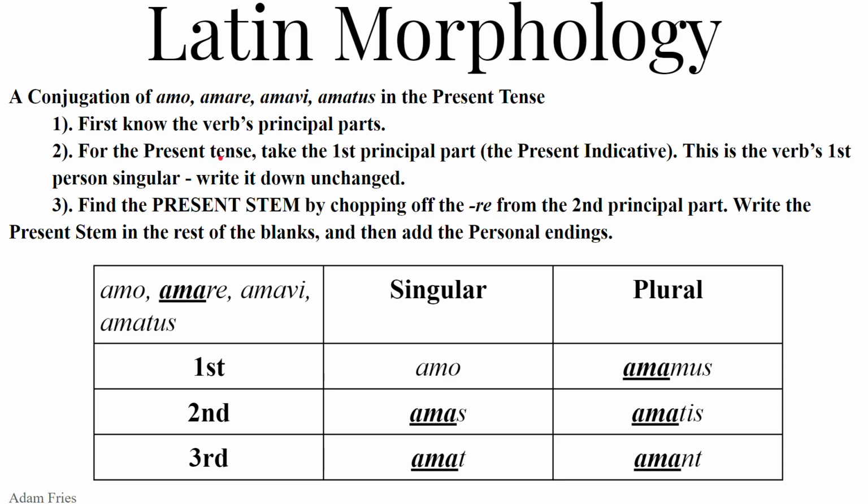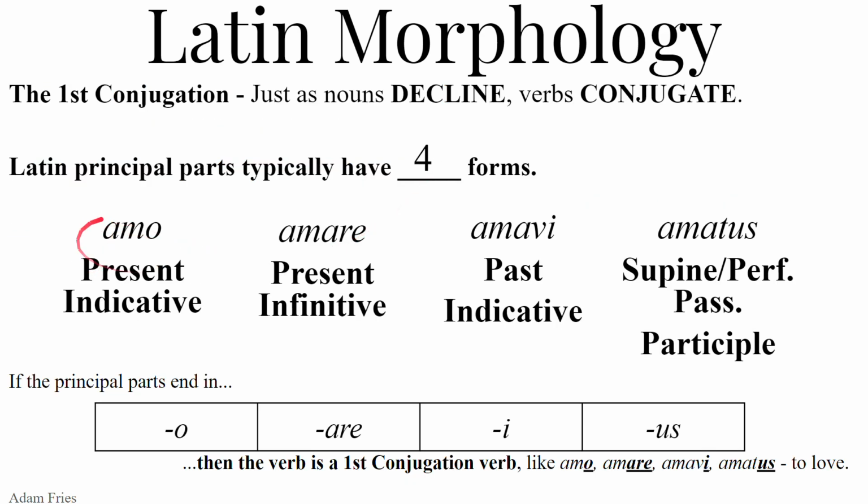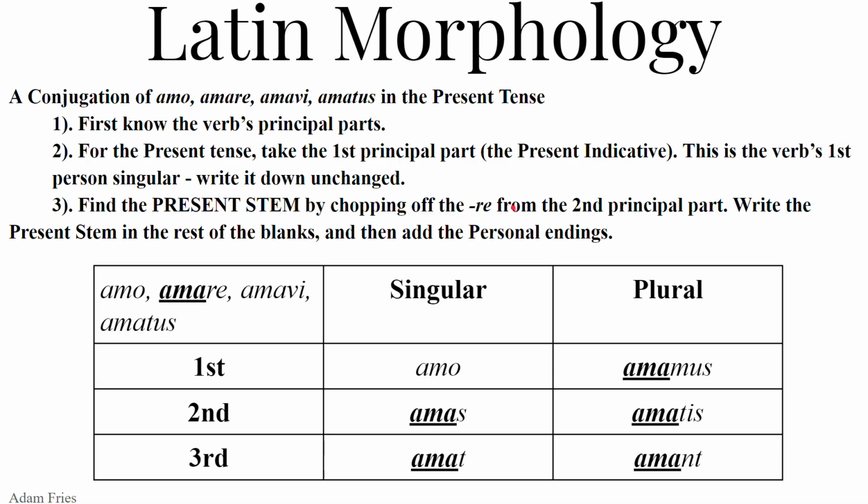For the present tense, you take the verb's first principal part, amo. This is also the first person singular present tense. You write that down in this blank unchanged, amo. You know from the O that this is a first person singular I verb, I love.